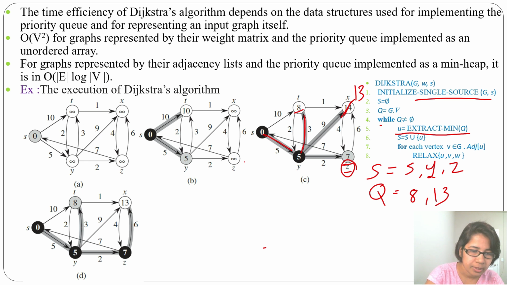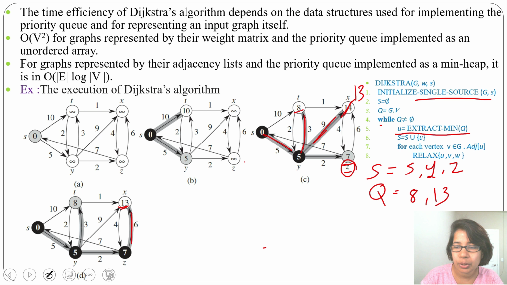Just mark: previously for X, we considered the path from Y to X, so this 9 was shaded. Now Z to X is shaded, as by this path the X value was updated. Now Q contains just 8 and 13. So from this 8 and 13, which one is the minimum? Obviously 8. So in extract min, we extract T and we add T to set S.